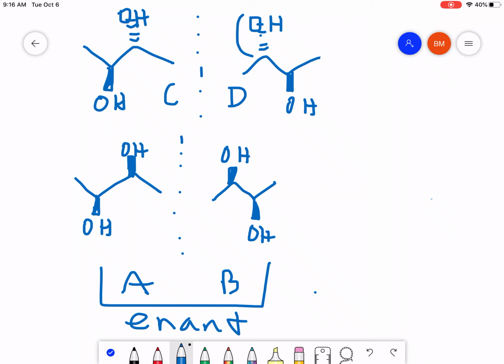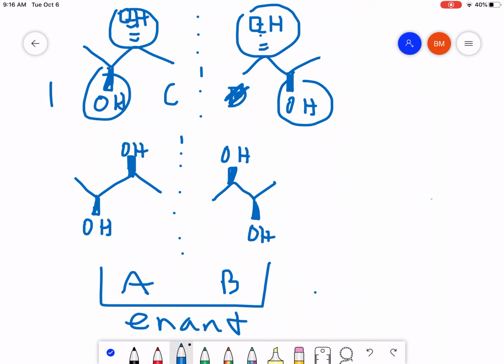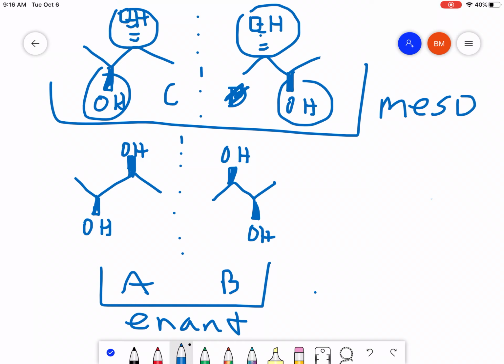This OH, when you flipped it, would go to a wedge. Yeah, that matches up here. This OH, when you flip it over like a pancake, would go to a dash, and that's going to match up here. So yeah, in this case, there really is no C and D. There's just C because this is a meso compound.